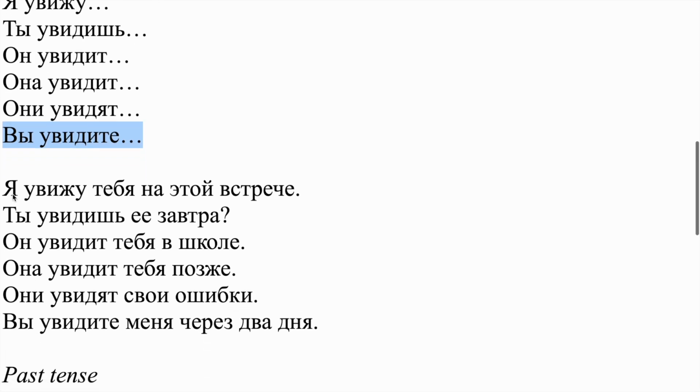And different examples. I will see you at this meeting. Я увижу тебя на этой встрече. The English word meeting we translate in Russian like встреча, встреча. But of course, in this situation, we should say встрече. I will see you at this meeting. Я увижу тебя на этой встрече.